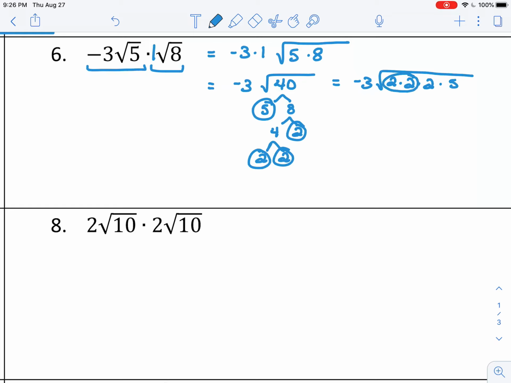Pairs make perfect squares. So remember, 2 times 2 is 4, so I have the square root of 4. The square root of 4 is just regular 2. There's already a regular 3 out front, so we're going to multiply those two together. And inside the radical are anything that didn't pair up. You can't come out of a square root unless you have 2 of that number. So when I multiply back together, I get negative 6 in front and 10 inside. So negative 6 square root 10 is our answer.